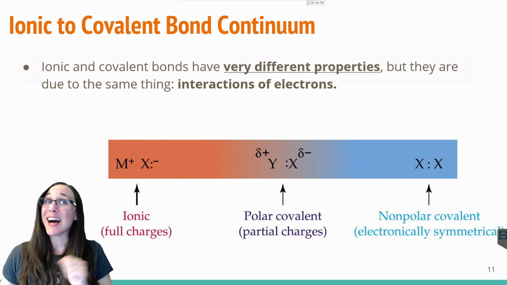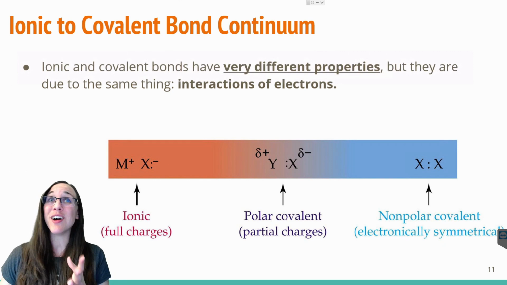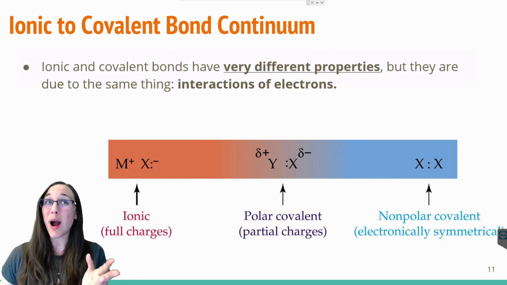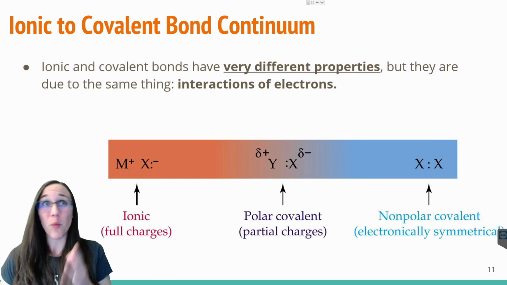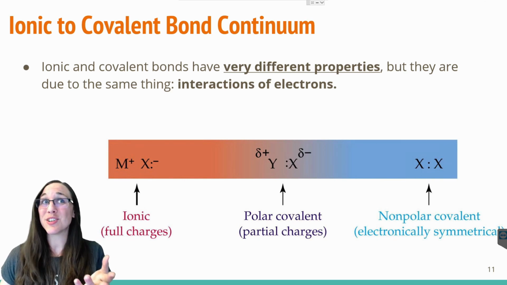I said it once, I say it again. Everything in chemistry has to do with the interactions of electrons. So they are very different in terms of the properties that they have, but they are caused by the same thing. What are the electrons doing? Where are they? And how are the atoms with the electrons interacting with each other?